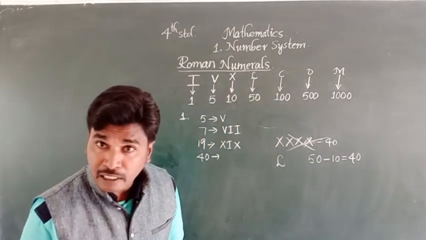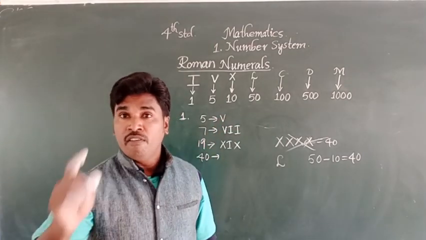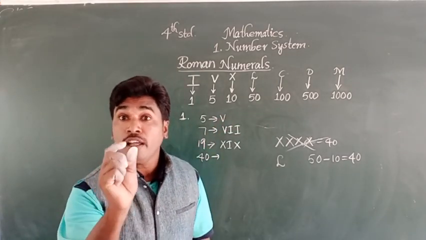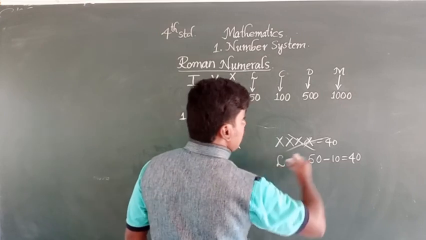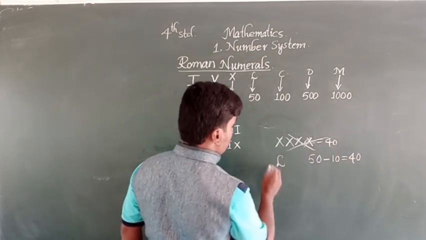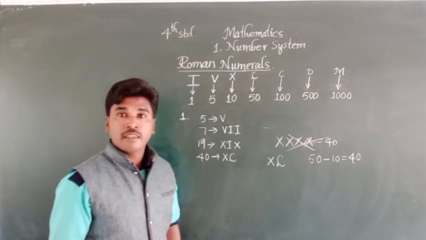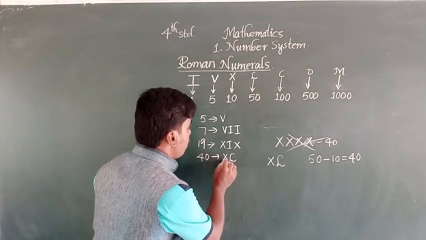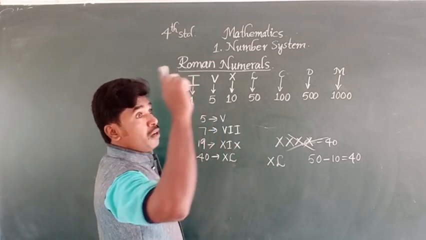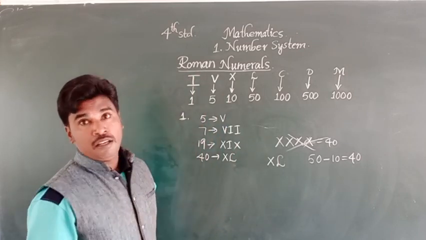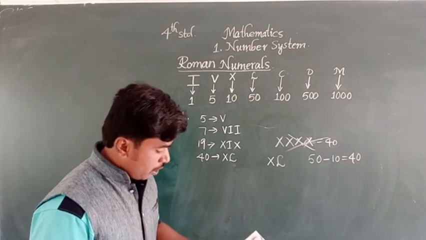Suppose if you are subtracting, you should write it on the right side or left side? Very good. When you are subtracting, the smaller number is always written on the left side. So for this number, it is the right side, this is the left side. So XL indicates that it is 40. Dear students, did you understand how to write 40? First you write 50. Then subtract 10. Subtract is nothing but you should write it on the left side. If you want to add, then you should write it on the right side. Yes.